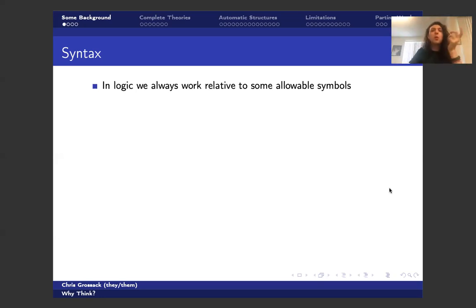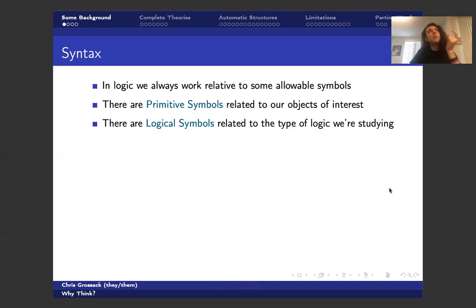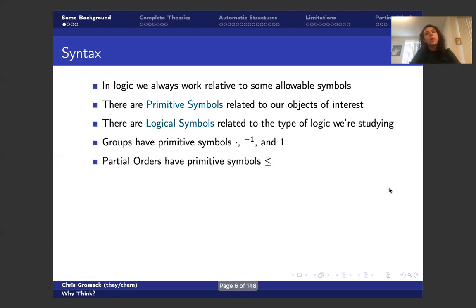In logic, we always work relative to some allowable symbols. So we have primitive symbols, which are related to whatever we're studying at the time. And we also have logical symbols, which are related to what particular logic we're using to study those objects. So as an example, when we're studying groups, we have primitive symbols for multiplication, for inversion, and for the unit element. And if we're studying partial orders, we would have a primitive symbol representing the order.